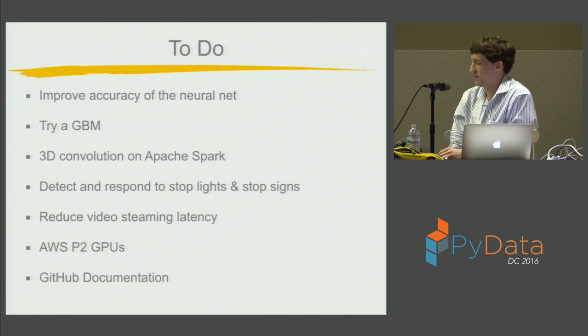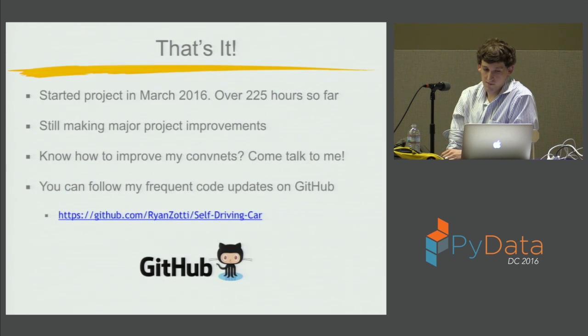It might be kind of hard to understand right now, but I hope to change that soon. And that's it. I started my project in March this year. I'm really dorky and data sciencey, and I track how much time I spend on each of my projects each day. And I know exactly, it's 226 hours or something like that. I've spent a lot of time. It's a big time investment. I'm still making major improvements to it.